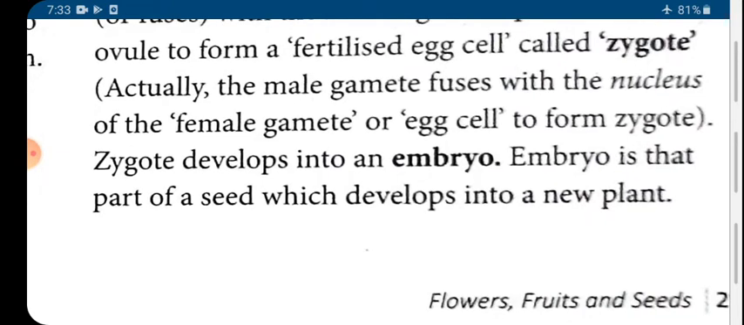Zygote develops into an embryo. अब ये जाइगोट कुछ समय बाद एम्ब्रियो, भ्रूण, में डेवलप हो जाता है. Embryo is that part of a seed which develops into a new plant. एम्ब्रियो क्या होता है? Embryo is that part of a seed which develops into a new plant. Simple. Embryo is a part which develops into a new plant, जो new plant में develop होता है. Okay.